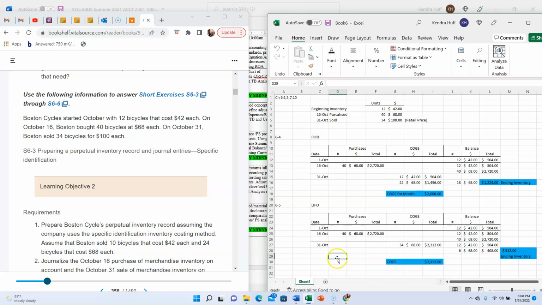And that is my cost of goods sold. And notice they're a little bit different. Not a ton different, but a little bit different.